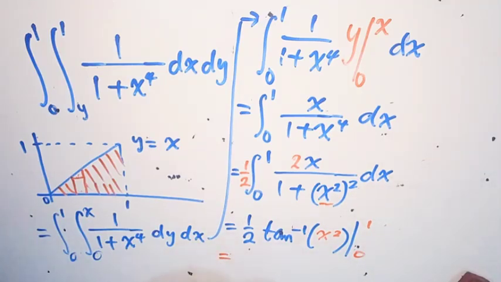Let's do that real quick here. When we substitute 1, x squared is 1. Inverse tangent of 1 will just give us pi over 4, since tangent of pi over 4 gives us 1. Pi over 4 times 1 over 2 will just be pi over 8. Now when we substitute 0, inverse tangent of 0 is just 0. So this right here is the result. Okay, so that is it.